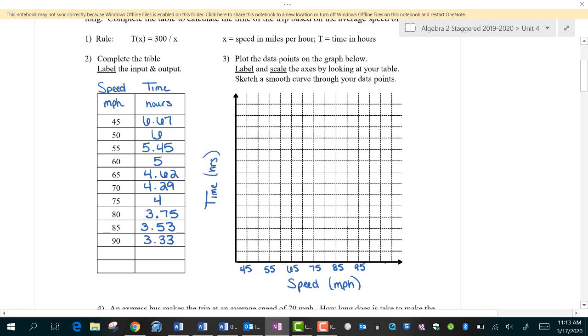Okay, now for my y-axis, my lowest currently is 3.33 hours, and my highest is almost 7 hours. So I'm just going to go up by 1 hour, but again, I think I'm going to spread this out a little bit more. So my first tick mark would start at 0, and then I'm going to skip a space and go up to 1, skip a space, 2, all the way up to 7.